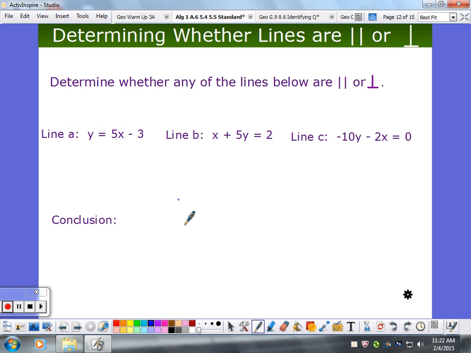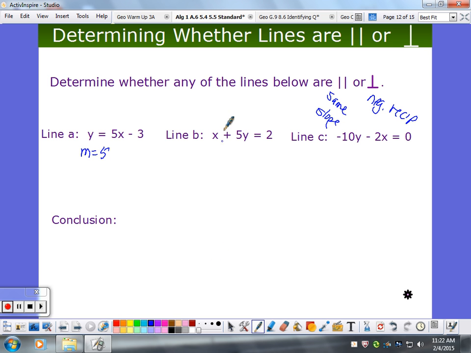Determine if any of these lines are parallel or perpendicular. How do I know? Slope. Or, how do I know it's perpendicular? Reciprocal. What kind of reciprocal? Negative reciprocal. So what would be my first step? And why am I doing that? Because I need to find the slope. So what's the slope of line A?